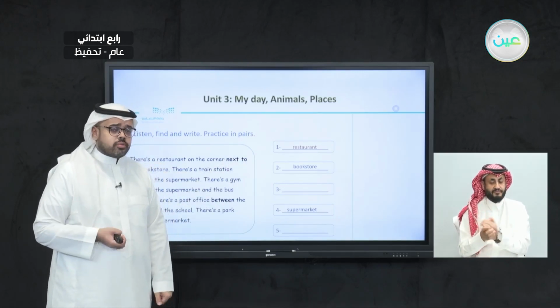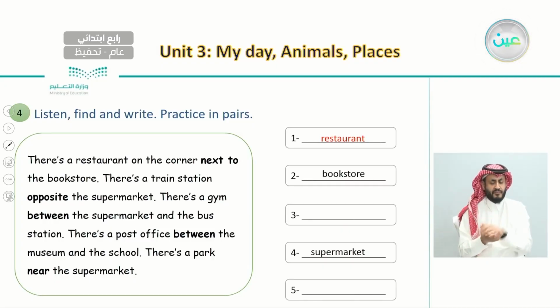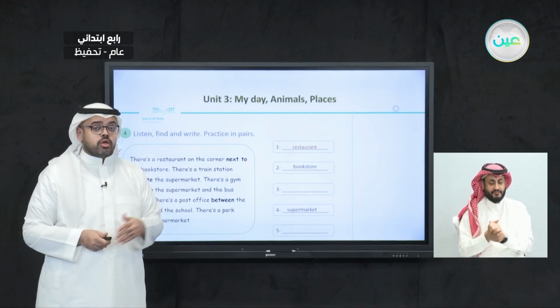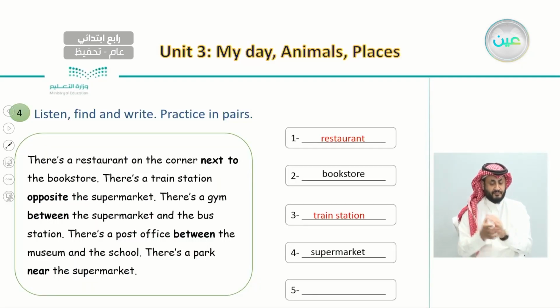So what about the other place? The other place we have, let's continue from this sentence. There is a train station opposite the supermarket. Opposite. So we said that there is a train station opposite of the supermarket. So the third place here we can say is a train station. A train station. Let's continue reading and find out what is the other place.